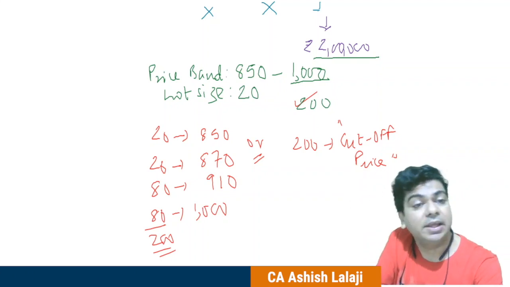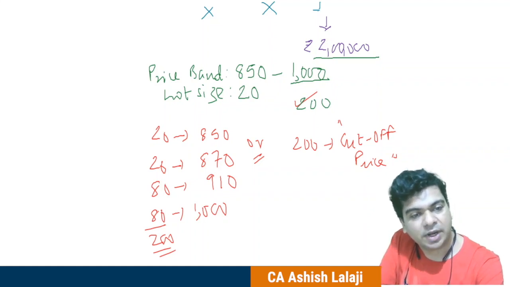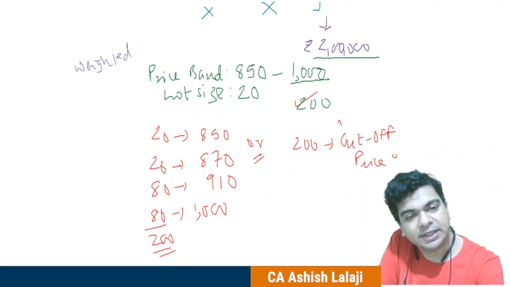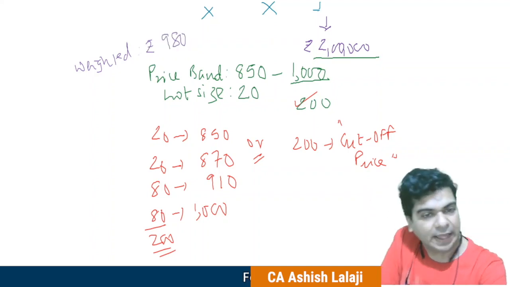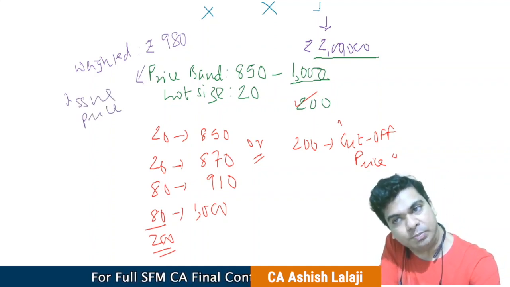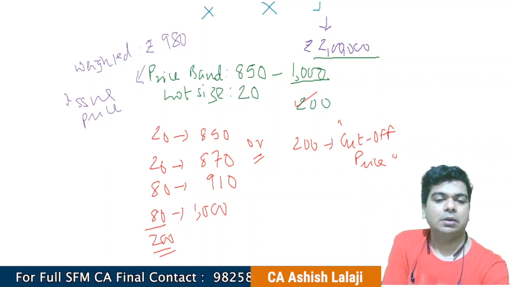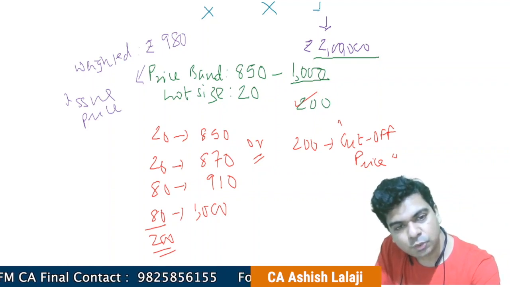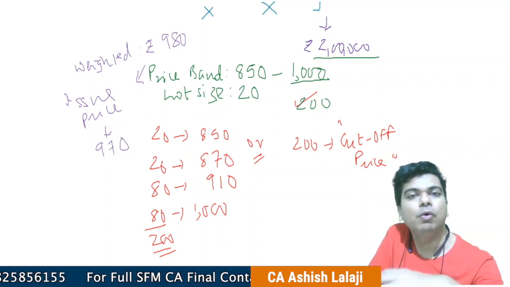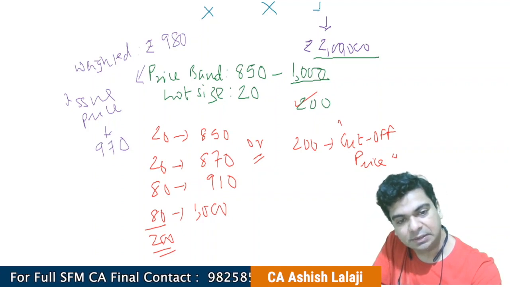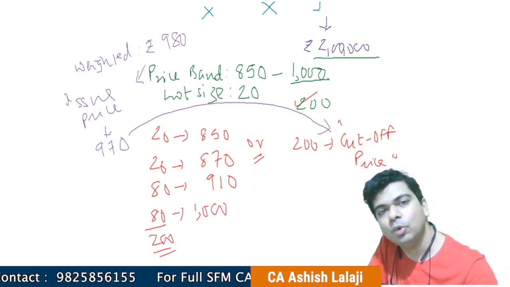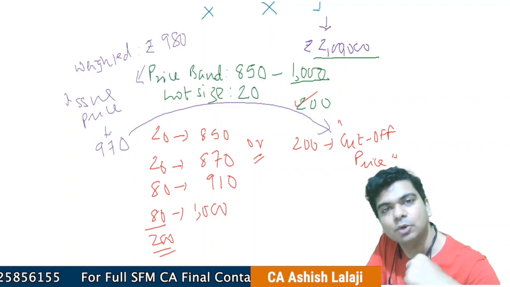Let us say the company is determining its weighted average price, and the weighted price, let's say, is turning out to be some 980. And finally, the company says that its issue price is a final 970, let's say. So this is what we are referring to as the cutoff price. You decide 970, I don't mind paying 200 into 970. And that is how I want to apply for this particular share.